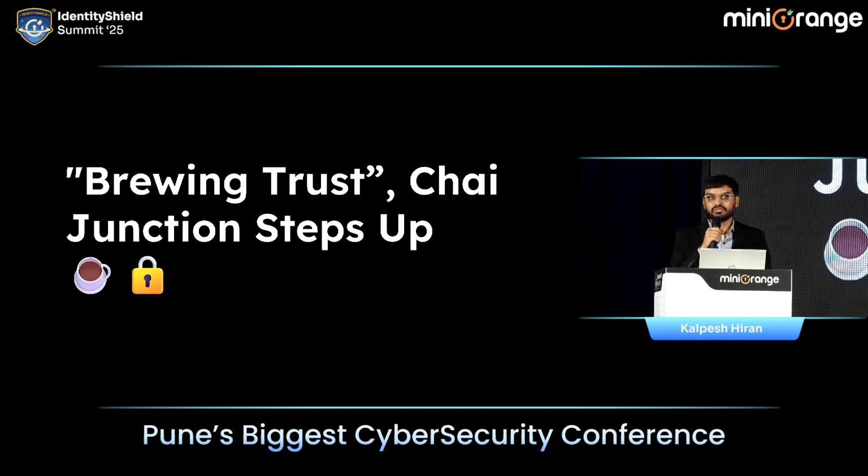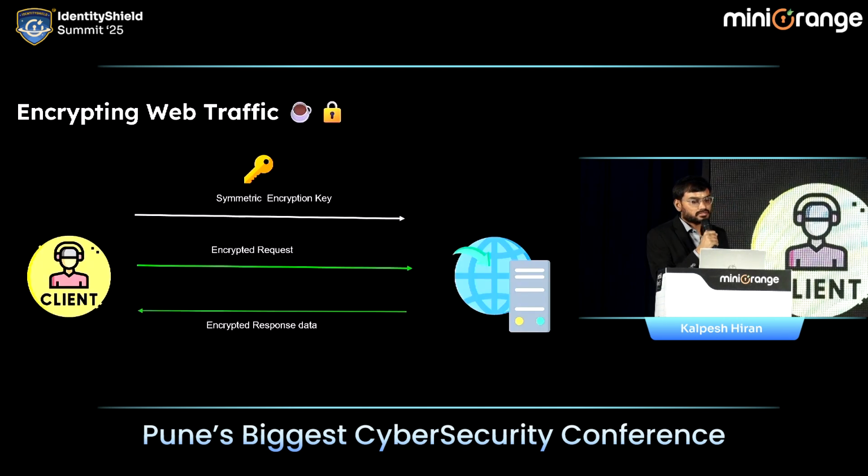One step forward, now Chai Junction decides to put encryption in place. They want their HTTP traffic to be encrypted. So now both the client and server have an encryption key. They are sending the traffic in an encrypted format, but there's a problem. How do they exchange the key?